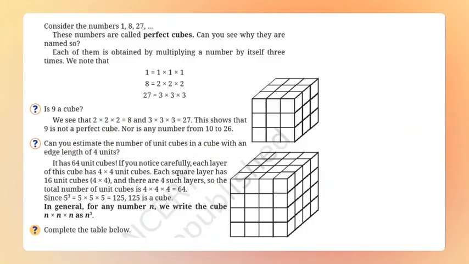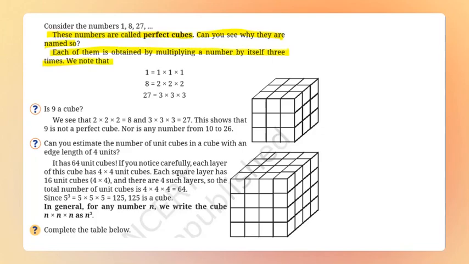Consider the numbers 1, 8, 27. These numbers are called perfect cubes. Why are these called perfect cubes? Because they have been obtained by multiplying the number thrice. Can you see why they are named so? Each of them is obtained by multiplying a number by itself 3 times.